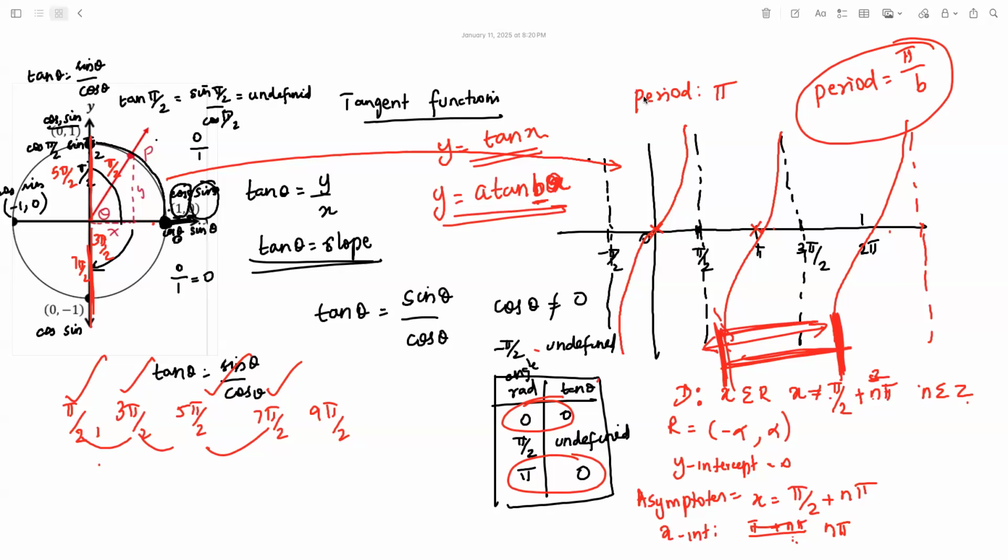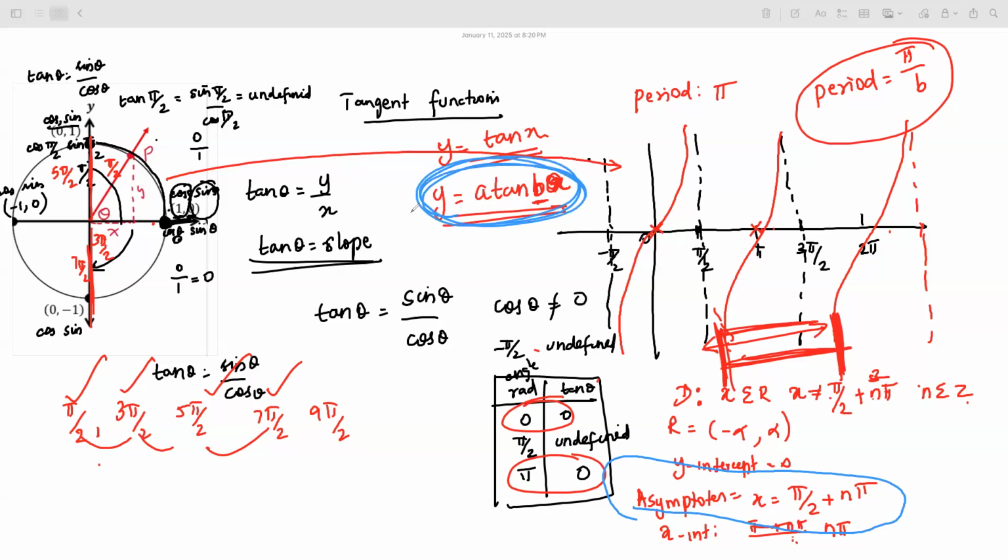Okay, let me explain this again. The asymptotes of the original function were at this. Now there is a transformed function I am discussing, a tan b theta. So that has to be divided by b. Pi has to be divided by b. So do you see it? Asymptotes will be at pi by 2b plus n pi by b. Any questions there?